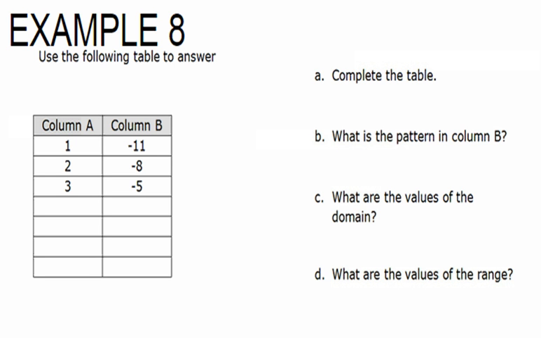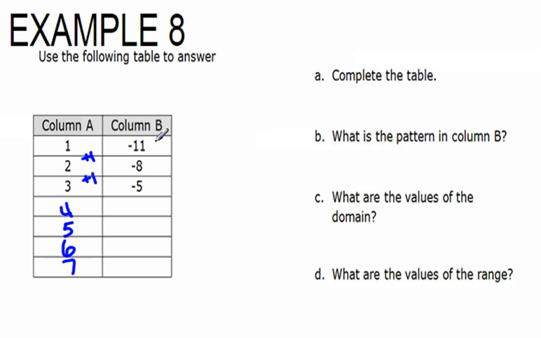In this example, we are asked to use the table to answer a couple of questions, starting with completing the table. So in order to complete the table, we have to look at the pattern in column A, which in this case, if we go from 1 to 2, is going to be adding 1. From 2 to 3, again, we add 1. So each time we are adding 1. So 3 plus 1 will be 4, 4 plus 1 will be 5, 5 plus 1 is 6, and 6 plus 1 is 7.